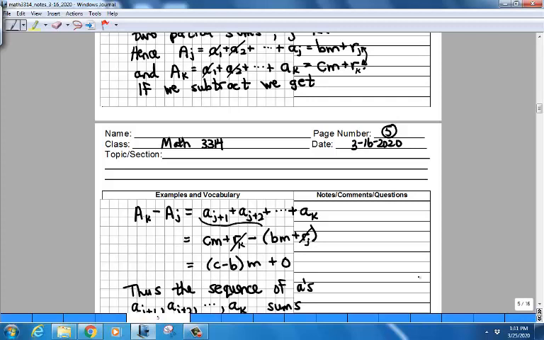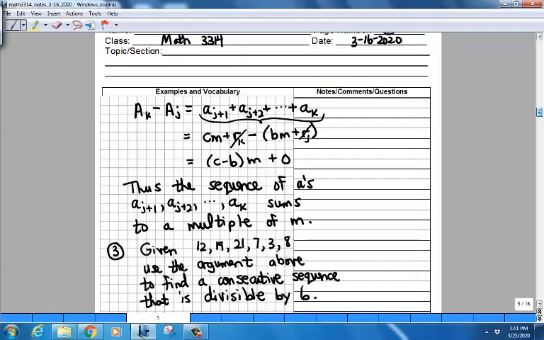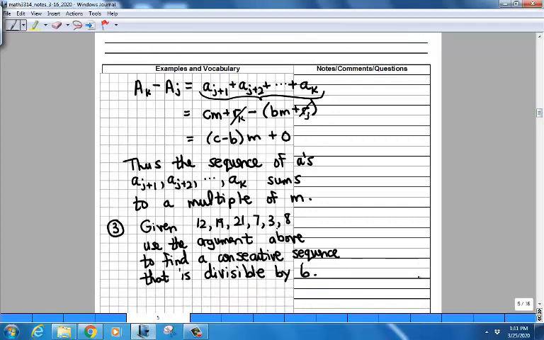That means that when you add these numbers together, aj plus 1 plus a sub j plus 2 up to a sub k, they're going to be some number times m. In other words, this sum is a multiple of m, or divisible by m, because when you divide by m, you won't get a remainder. So there you have it. There's the subsequence, embedded in your original group of numbers, that has to be a multiple of m.